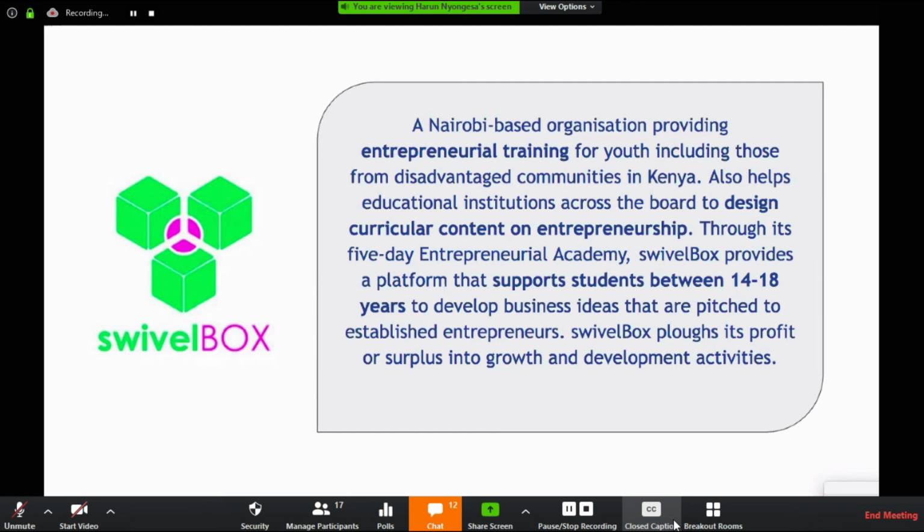Can you imagine high school students developing ideas and pitching them before entrepreneurs who are established? Just imagine what a transformation that causes in those students' lives. Those who are funded are able to even start businesses when they are still in high school. Swivelbox plows its profit or surplus into growth and development activities instead of what will happen in a commercial enterprise where profits are normally taken by the owners or the shareholders. We are going to look at another one.